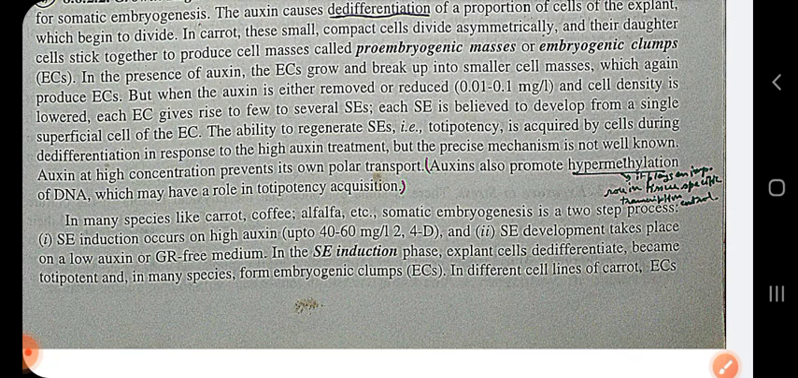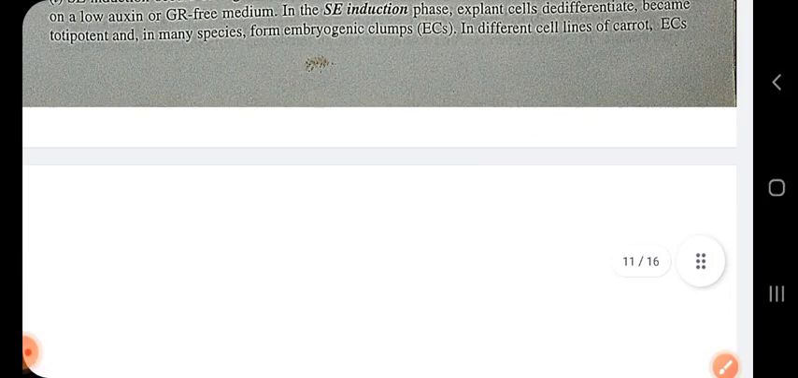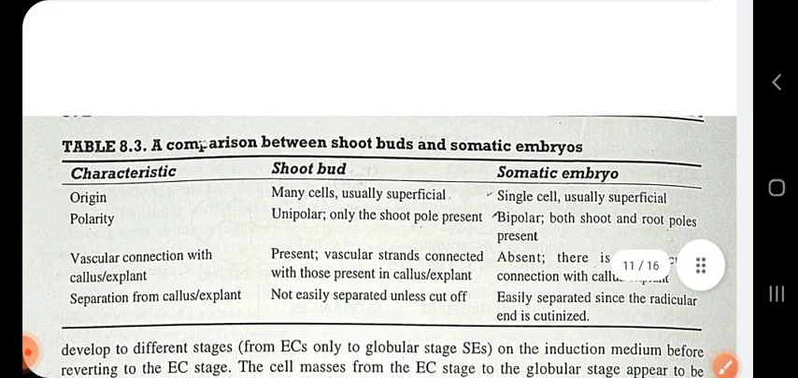Somatic embryo development takes place on low auxin or growth regulator free medium. That means growth regulator free medium can also be used. It has been shown in research that even without using auxin, some plants like coffee and alfalfa can grow into somatic embryos. So many things are written here. I am not saying all of them.